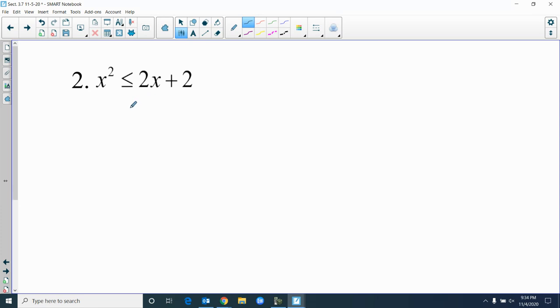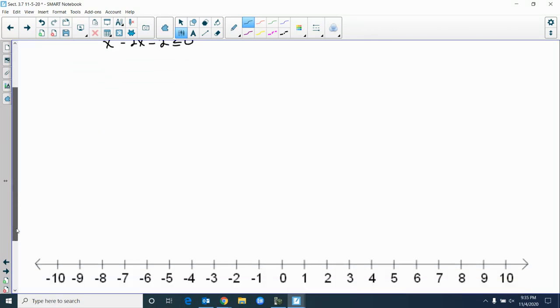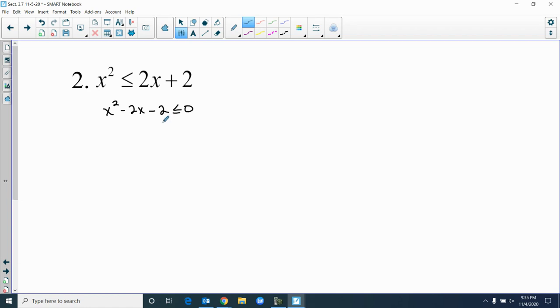I want to figure out where x squared is less than or equal to 2x plus 2. Well, this isn't going to be easy unless you set it equal to 0. And so we're going to take x squared minus 2x minus 2, and we want to know where that's less than or equal to 0. Well, we want to factor it. Unfortunately, this does not factor.